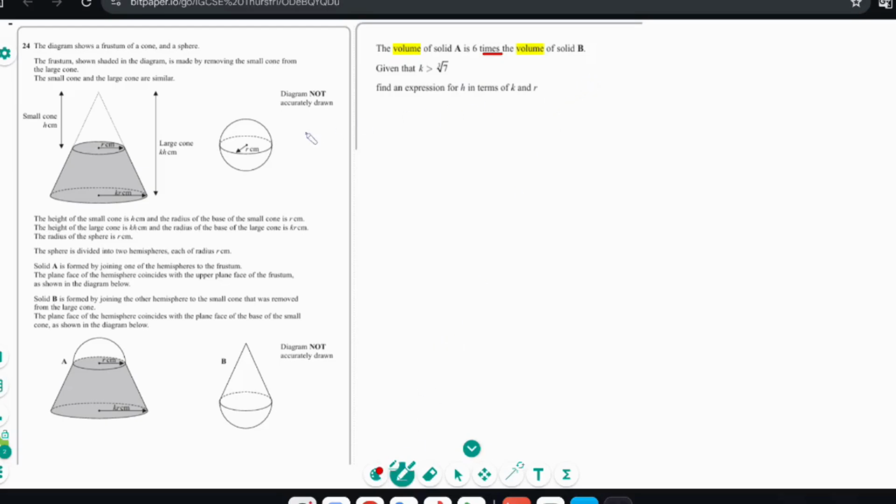Right, so this is the important information here. The volume of solid A is 6 times the volume of solid B. Right, so let's look at our sphere first. We've got a hemisphere and a hemisphere. You are given the volume of a sphere, it's 4 over 3 pi r cubed. 4 over 3 pi r cubed divided by 2 is 2/3 pi r cubed.